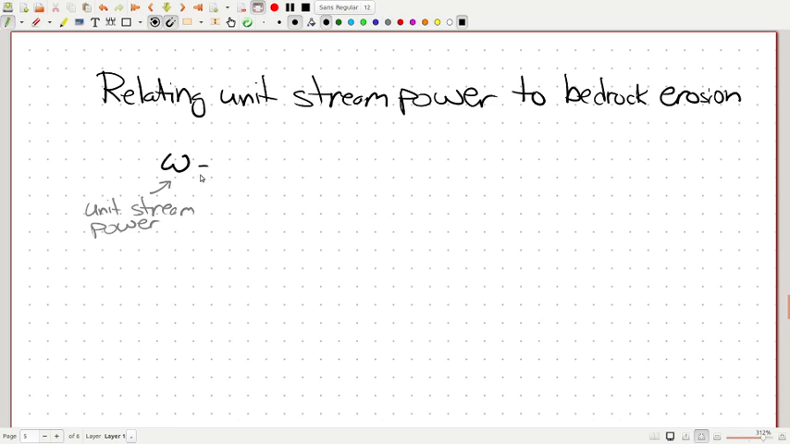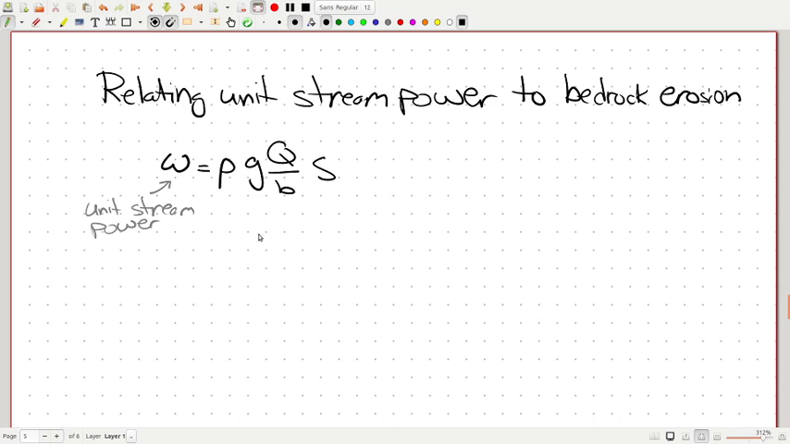It is equal to the fluid density, so it's 1,000 kilograms per meter cubed for water, times acceleration due to gravity, times the discharge in the flow divided by the width of the channel, times the slope of the flow. And we also know that we can partition that into two different major terms. So part of this power is related to transfer of potential energy into kinetic energy per unit time.